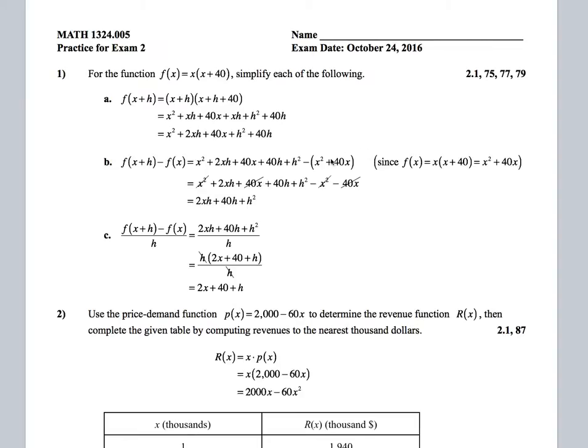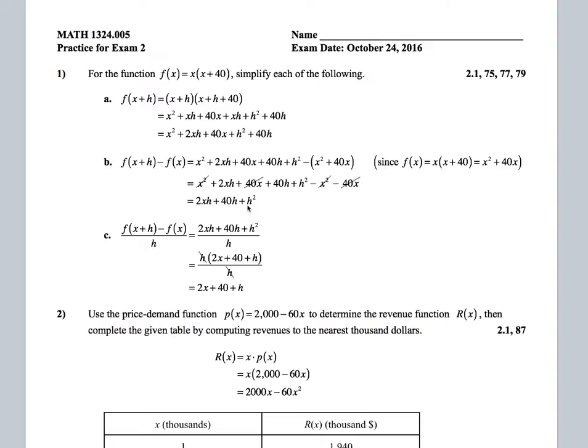Then I distribute the negative sign through each term inside these parentheses to subtract this function from this expression, and so that gives me a negative x squared and a negative 40x, and we have a positive 40x here, and so those two terms cancel additively, and we have a positive x squared here, and so those two terms cancel additively, and so the simplified expression is 2xh plus 40h plus h squared.